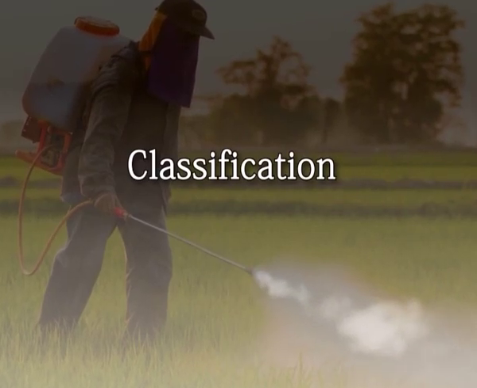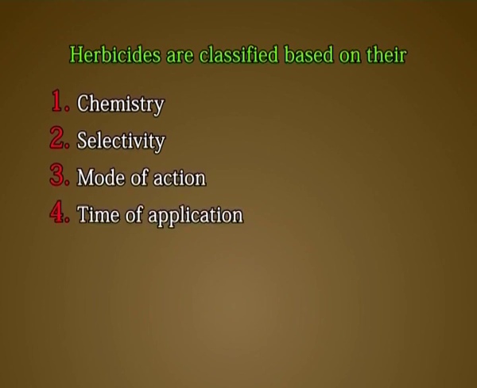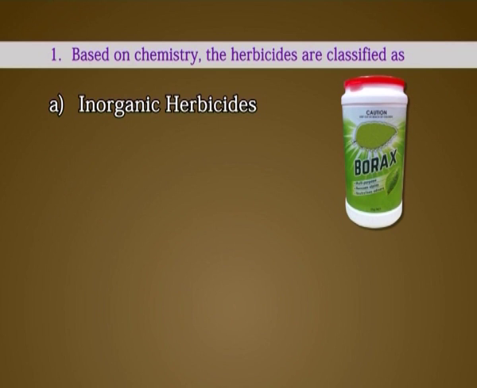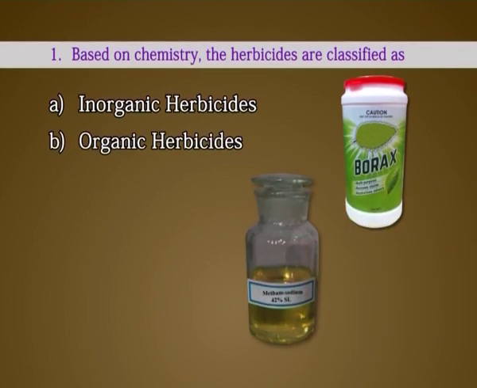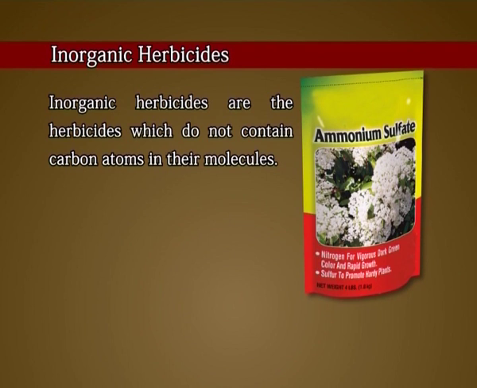Let's discuss classification. Herbicides are classified based on their chemistry, selectivity, mode of action, time of application, etc. Number 1. Based on chemistry, the herbicides are classified as A, inorganic herbicides, and B, organic herbicides. A. Inorganic herbicides. Inorganic herbicides are the herbicides which do not contain carbon atoms in their molecules. These were the first chemicals used for weed control before the introduction of the organic compounds.